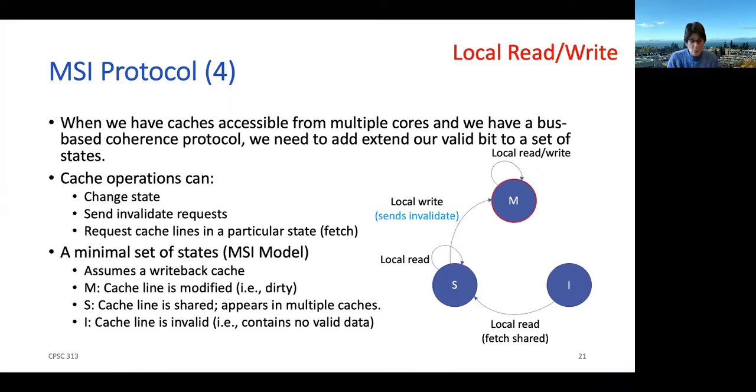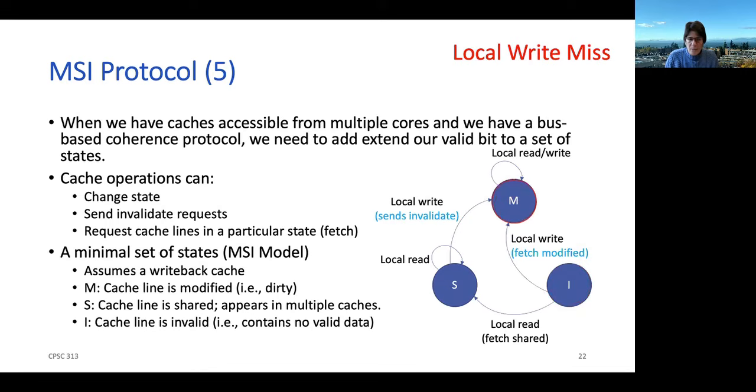So we did a read. We took a write hit where we had already done the read, the data was in our cache, and then we wrote. But what if we were in the invalid state? I'm sorry, clicker's not working. What if we were in the invalid state and now we got a write miss? So the data is not in the cache and I need to do a write. What happens? Well, it's a write, so I better go into the modified state.